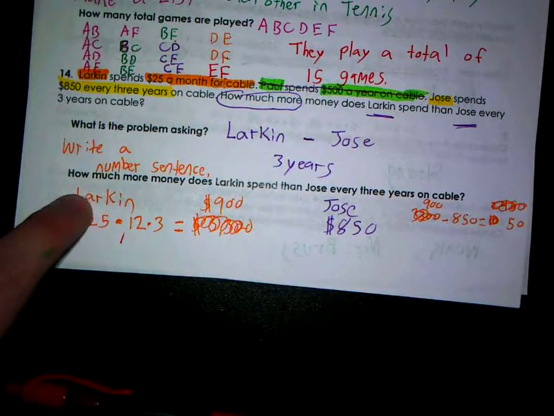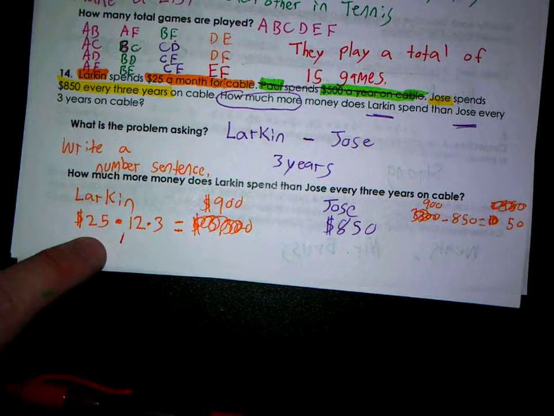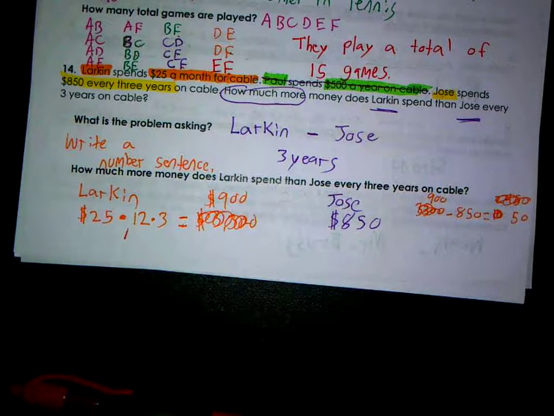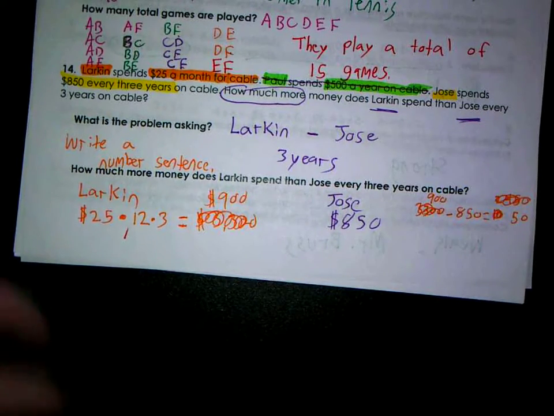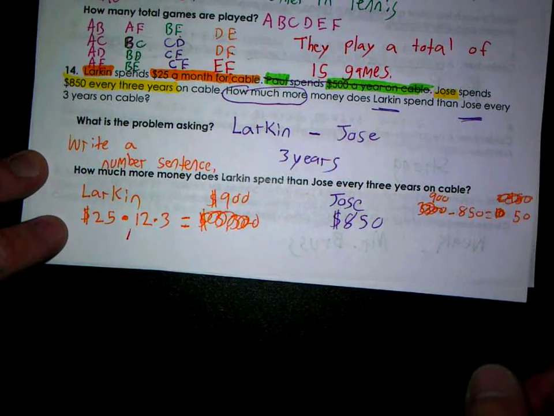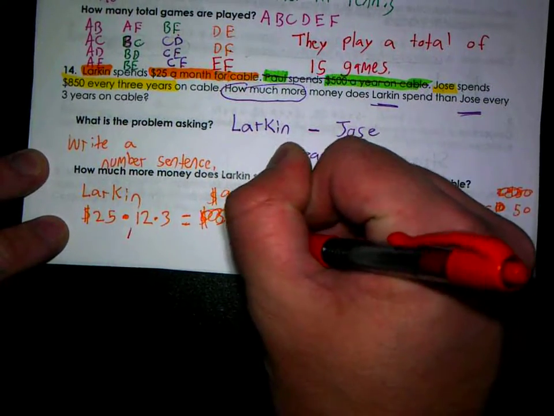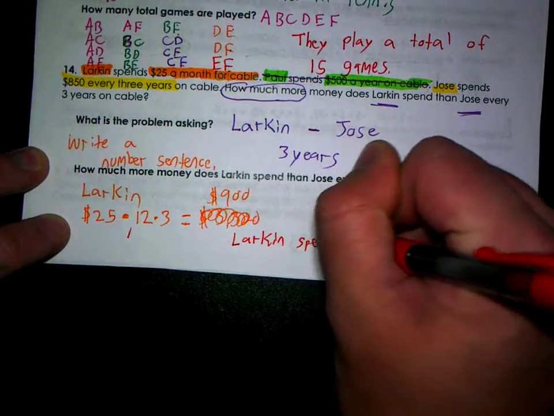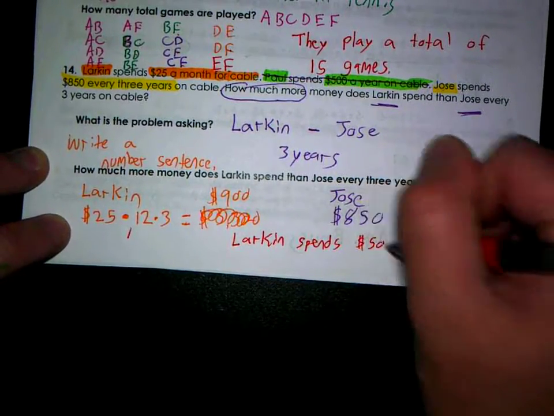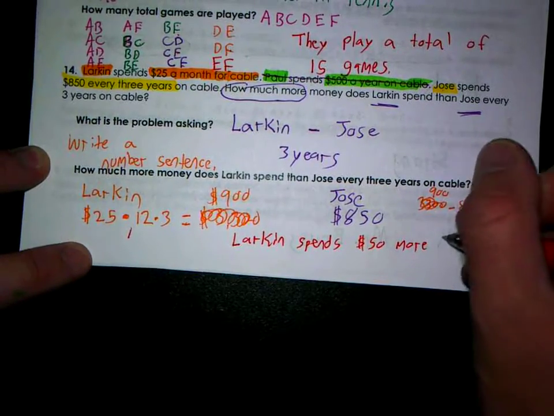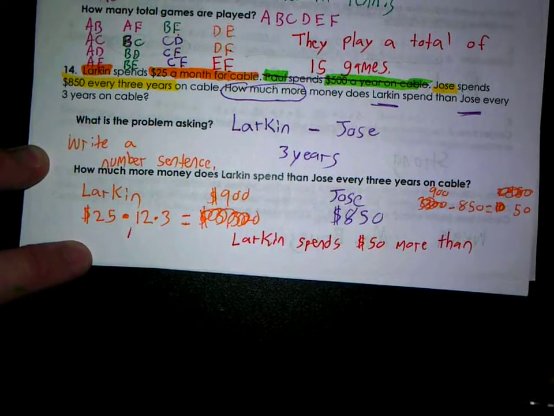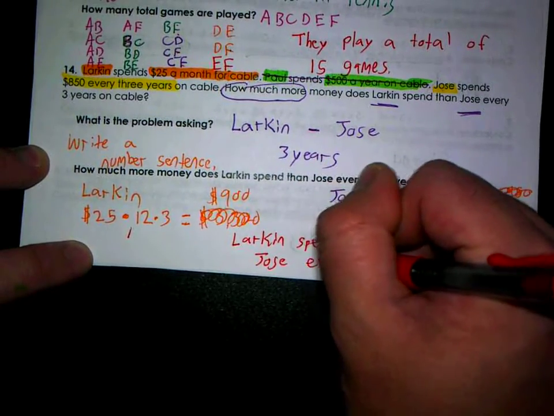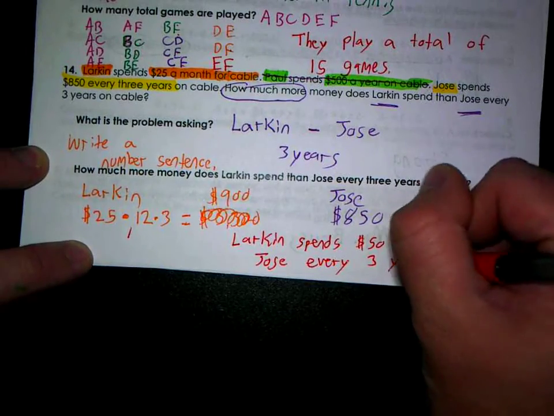That's why when you type something in your calculator, it's not a bad idea to say 25 times 36. Does that make sense to be thousands? Probably not. So I would say 50, Larkin spends $50 more than, what's the other guy's name? Jose, every 3 years.